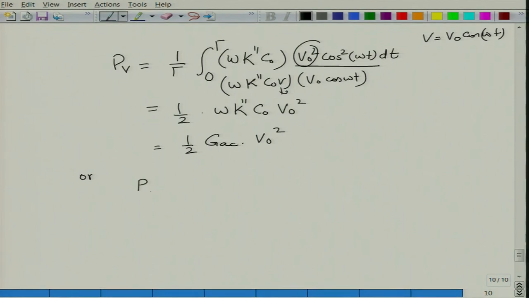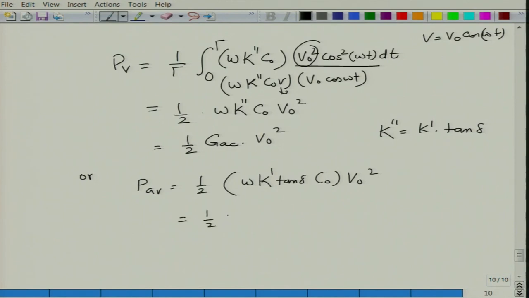Alternatively, you can write P average as half into omega, k prime, k double prime. I can also write it in terms of k prime tan delta, because we know that k double prime is equal to k prime into tan delta, right? So I can replace this here. This will be C naught into V naught square. You can also write this as half V naught square omega C tan delta, because C is nothing but k prime into C naught, in the real terms.